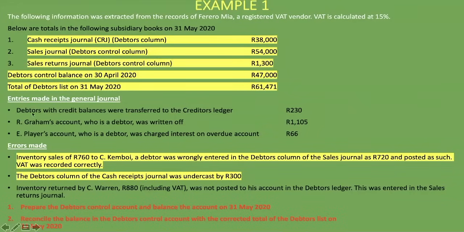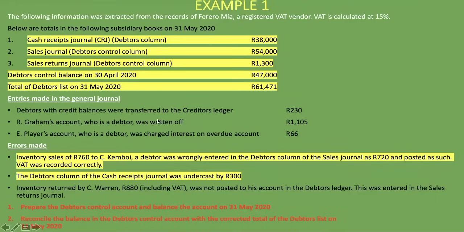Entries made in the general journal. Remember, we are making these entries, or we are adjusting our debtors control account, because the debtors control balance that we had was as at the end of the previous month. That means it has not taken account of this information. So that's why we are taking them into account now.